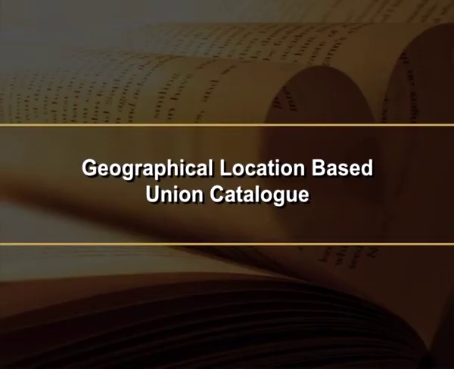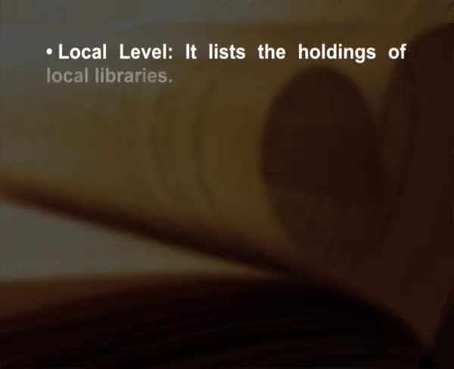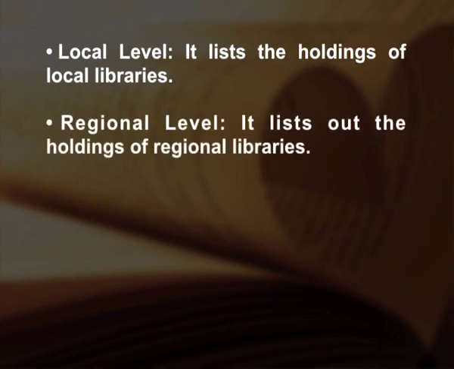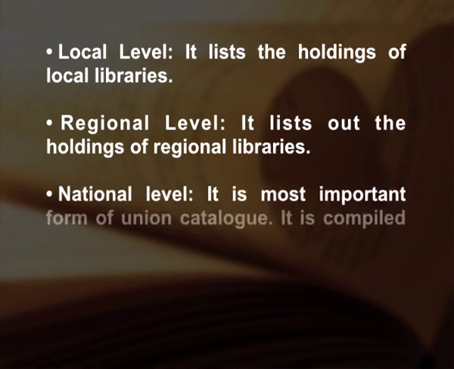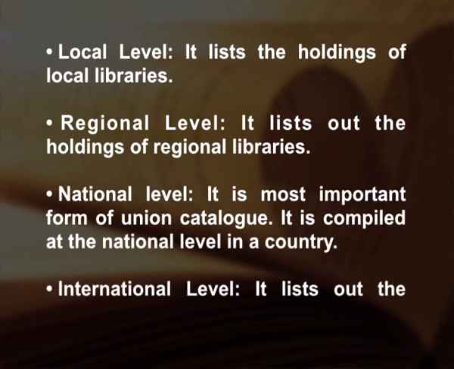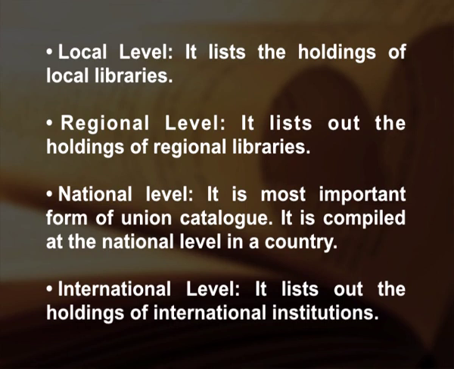Geographical location based Union Catalogue. Local level. It lists the holdings of local libraries. Regional level. It lists out the holdings of regional libraries. National level. It is the most important form of Union Catalogue. It is compiled at the national level in a country. International level. It lists out the holdings of international institutions.